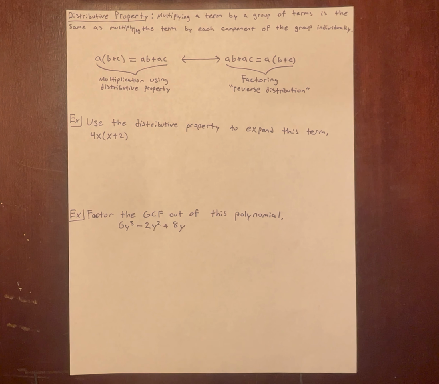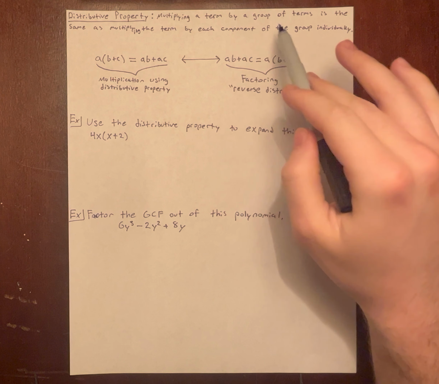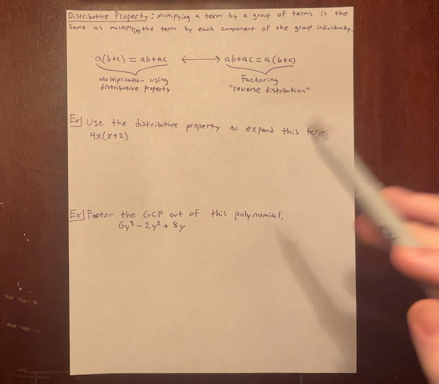The next topic I want to go over before really diving into this section is the distributive property and how to use it in the upcoming chapters. So it's going to be very, very crucial that we nail this knowledge before moving on. Formally, the distributive property says multiplying a term by a group of terms is the same as multiplying the term by each component of the group individually.